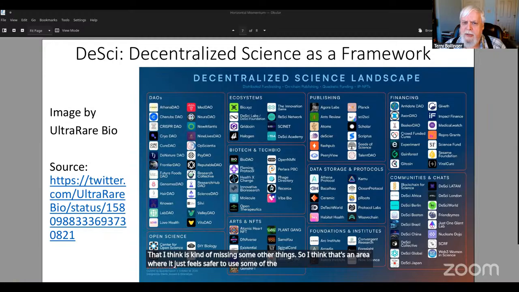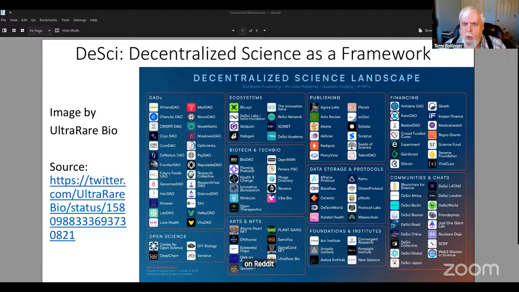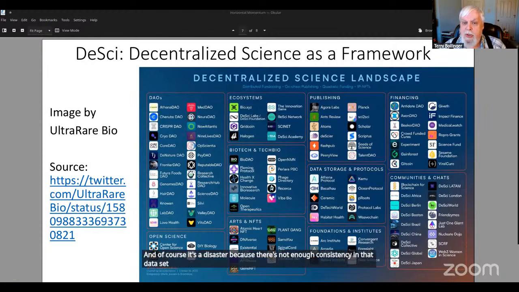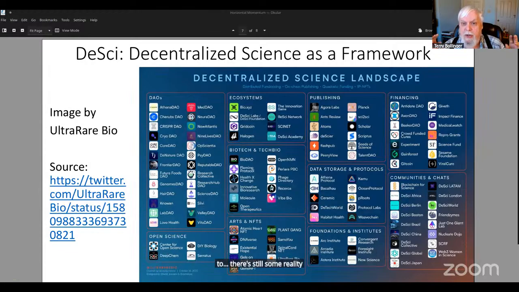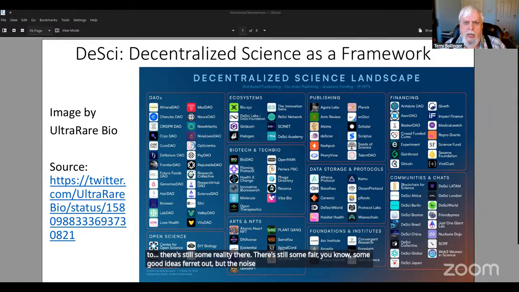You try to apply that society like ChatGPT does, and what people are saying on Reddit. And of course, it's a disaster because there's not enough consistency in that data set. There's still some reality there. There's still some good ideas to ferret out, but the noise ratio gets so much higher in cases like that.